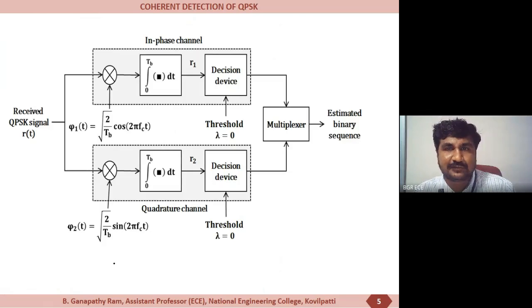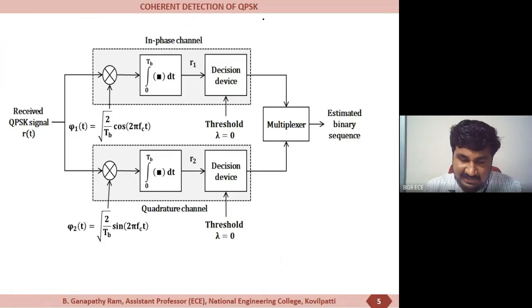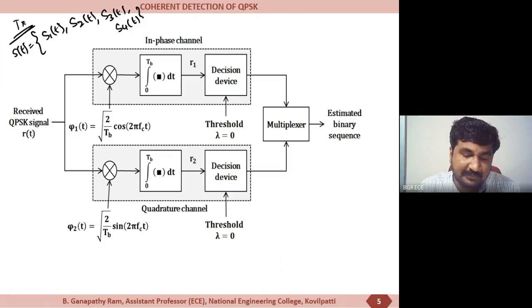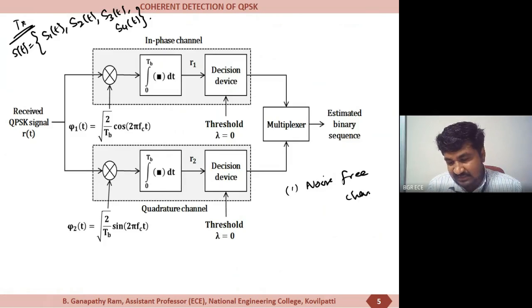Let us discuss the coherent detection of QPSK. So the transmitter is assumed to transmit any one of these four symbols, S1 of t, S2 of t, S3 of t, and S4 of t, depending on the corresponding dibit binary inputs. And this S of t is allowed through the channel, and we are going to consider it in two ways. One is noise-free channel, and another one is AWGN channel.